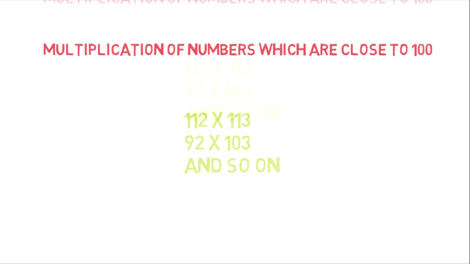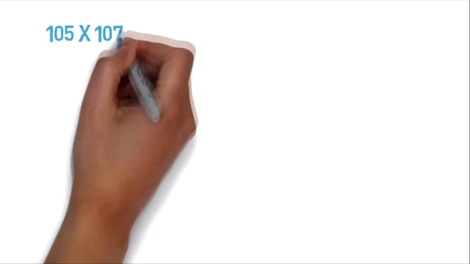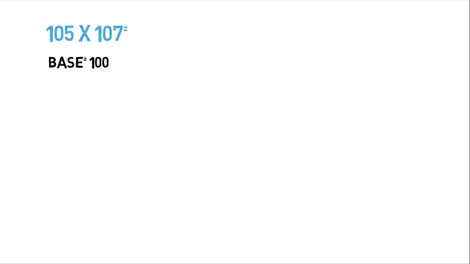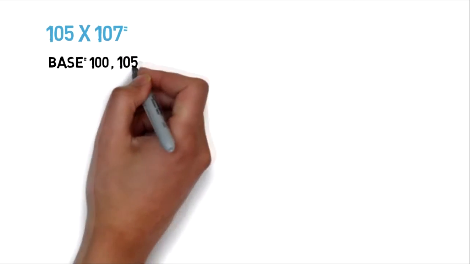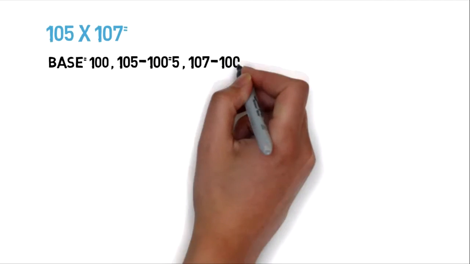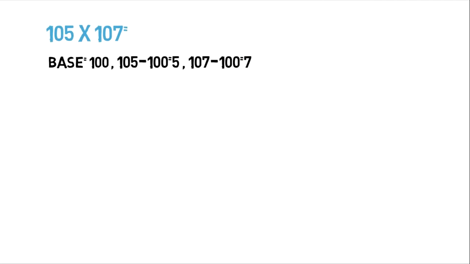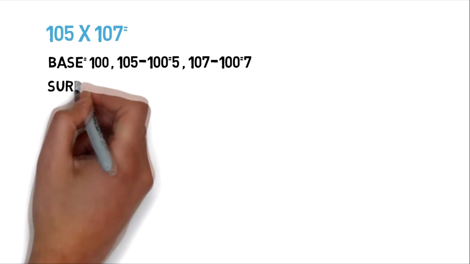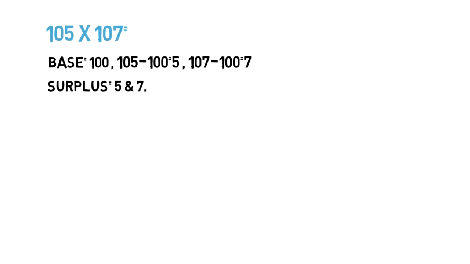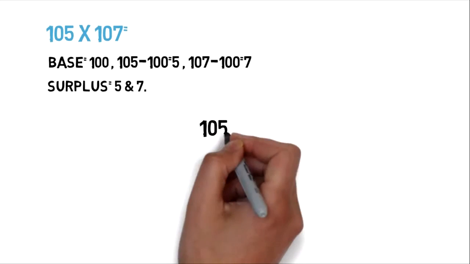So now we will see how we got 105 into 107. See, both the numbers are again close to 100, so here we will take the base to be 100. Now 105 is greater than 100 by 5, and 107 on the other hand is greater than 100 by 7. So in this case we can write that the surpluses, or the numbers that they are greater by, are 5 and 7. So let's write it in tabular form.